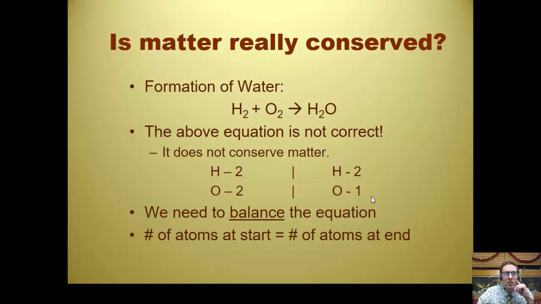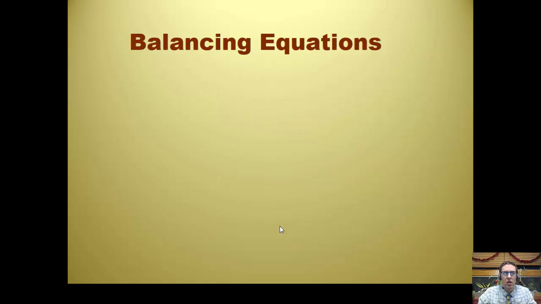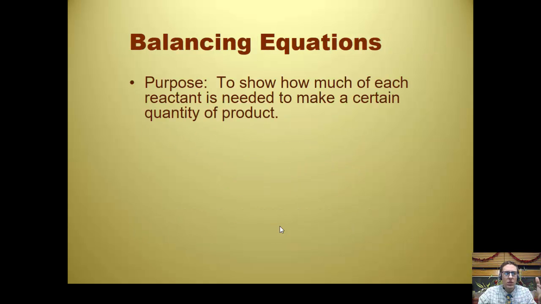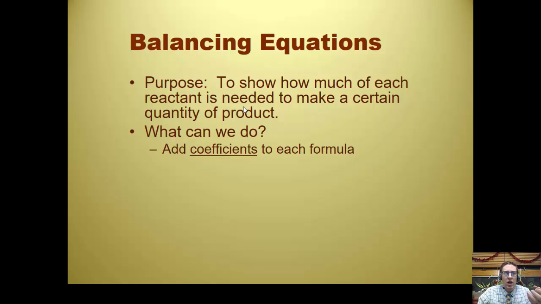So we need to balance this equation so that the number of atoms at the start equals the number of atoms at the end. So how do we do that? Why do we do that? To show how much of each reactant is needed to make a certain quantity of product. We're going from here to stoichiometry, and you're going to be able to use this. I could tell you, make me this much of this, and you would be able to react the certain amount of reactants and produce a certain amount of products if you can do this well.